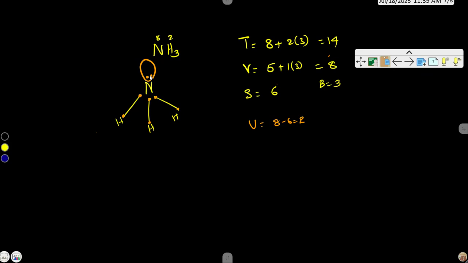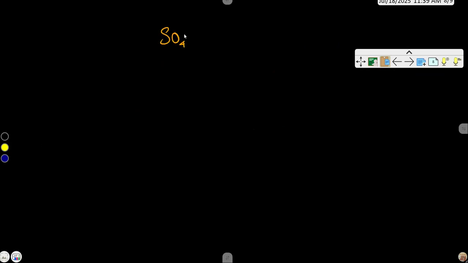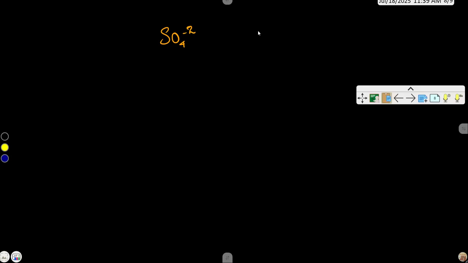Next, let us draw the structure for SO4 2 minus. We are drawing the Lewis dot structure for SO4 2 minus. The total electrons required are 8 for sulfur and for oxygen 8 into 4, that is 32. So the total electrons required for the sulfate ion to become stable is 40. The valence electrons present are 6 plus 6 into 4 plus 2. Why did I add this plus 2? Because of this charge. So 6, 6 into 4 is 24, 30, 32. 32 are the valence electrons.